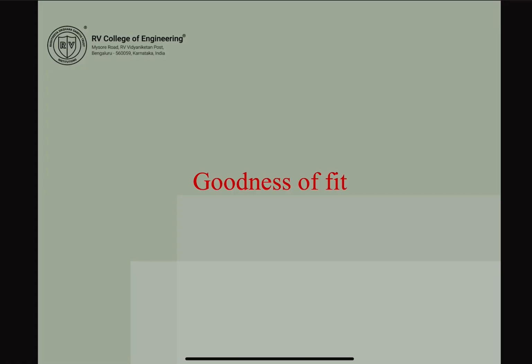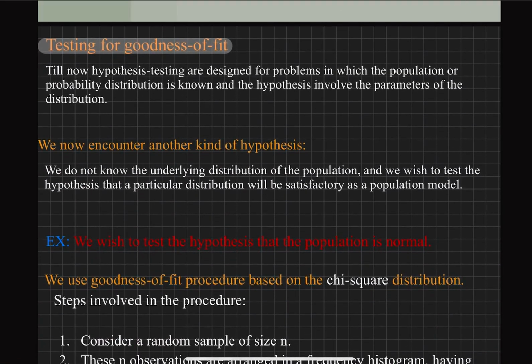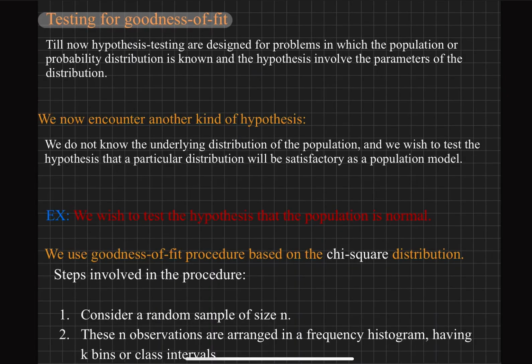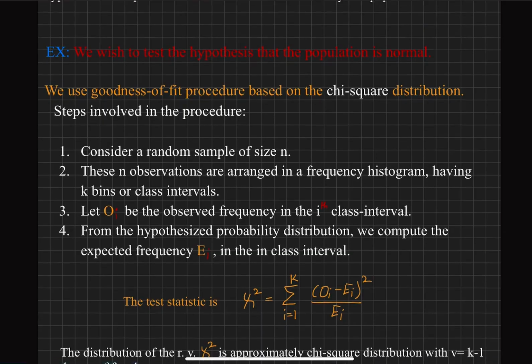We will make some assumption on the underlying distribution, like it might be a normal distribution, or a Poisson distribution, or a binomial, or any other well-known distribution. And using this assumption, we go for testing a hypothesis, and we call that goodness of fit. This hypothesis testing on goodness of fit is based on the chi-square distribution. Let us see the steps involved in testing a hypothesis on goodness of fit.